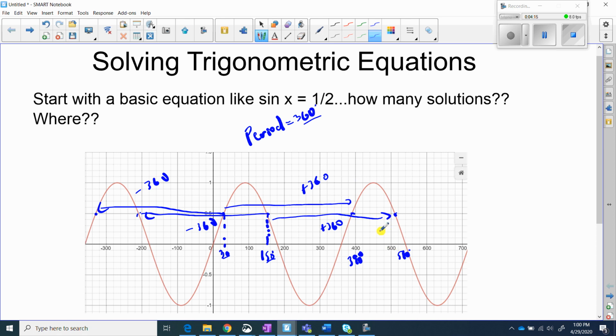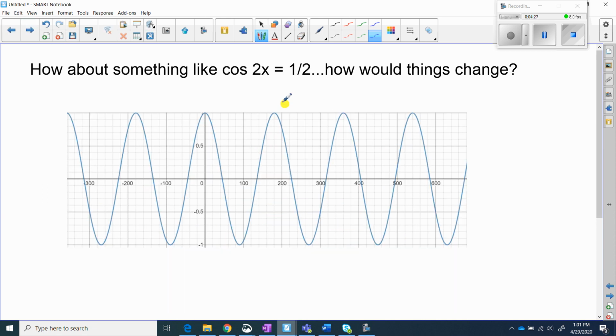Now that we've got a better sense of that, we should be able to ask, what if the period changes, so what if it's not just x here? What if I'm solving, if you look at my next example, cos of 2x equals a half? Well, if you look at our graph, I've kept the scales exactly the same. It's now making two waves from 0 to 360.